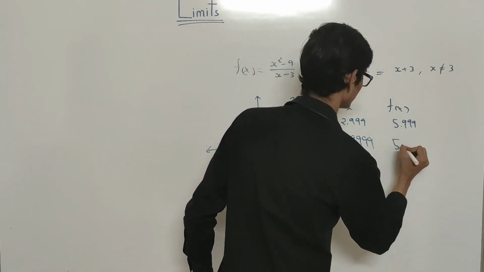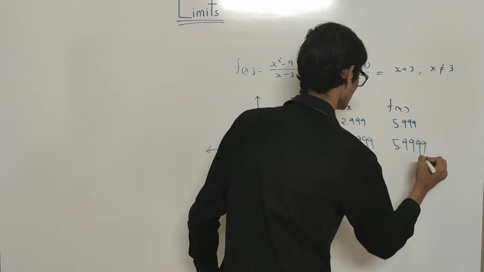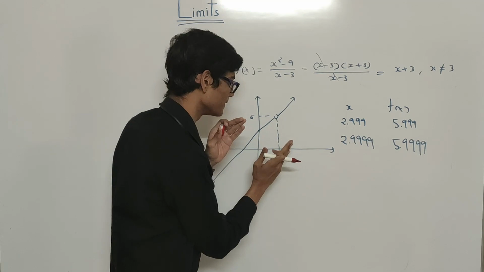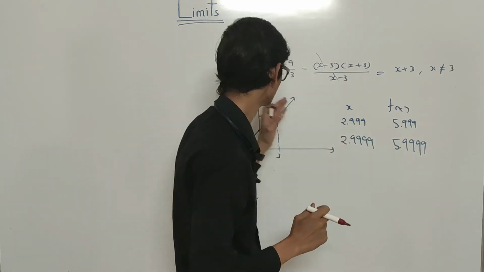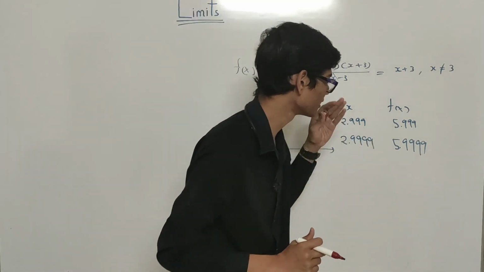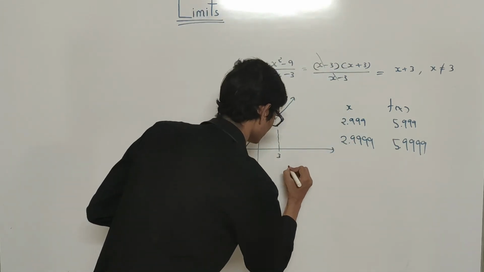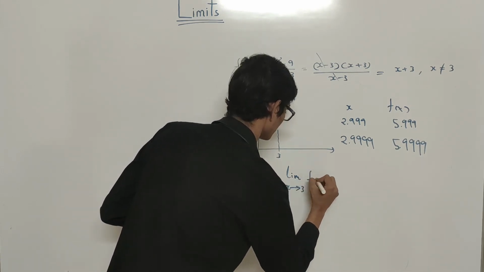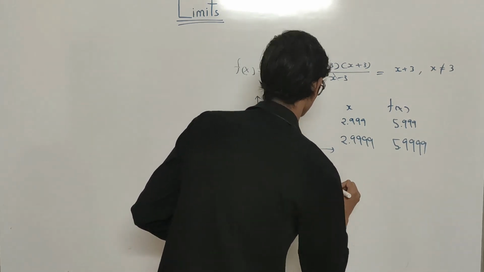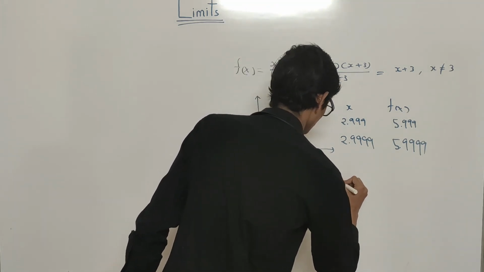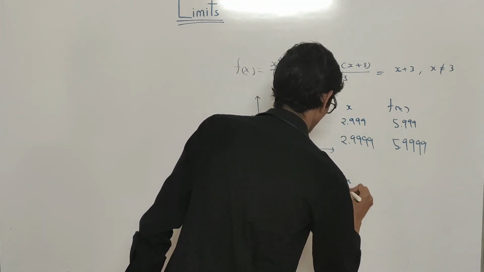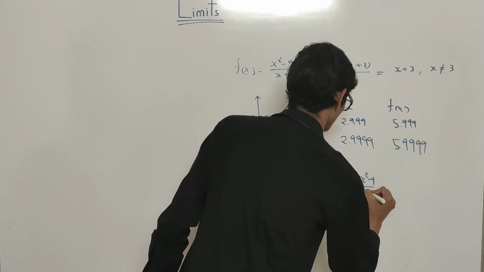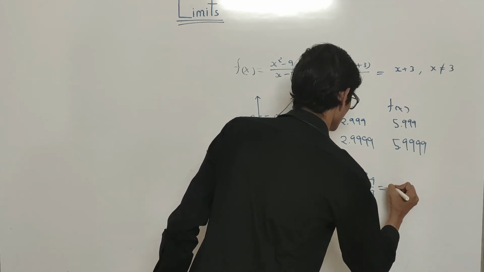2.9999. This will give you 5.9999. So we can clearly see that whenever x is going closer and closer to 3, f of x is approaching closer and closer to 6. So we can write that limit x approaches 3, f of x, which is equal to limit x approaches 3, (x square minus 9) over (x minus 3), equal to 6.